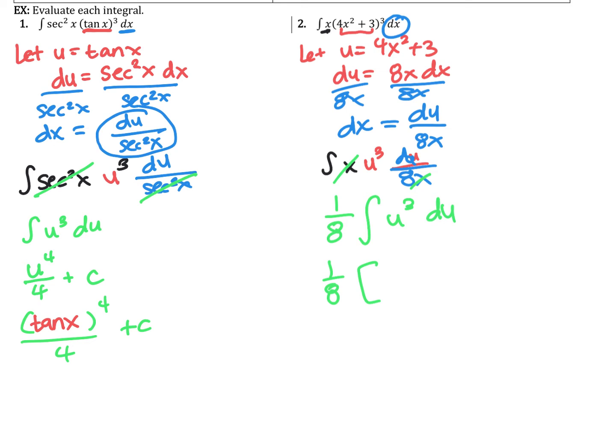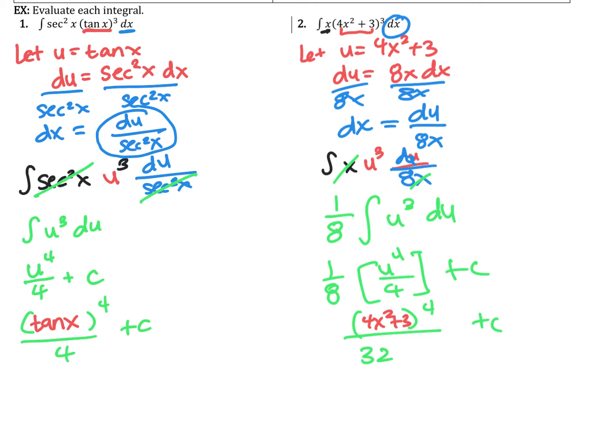So if I apply the power rule here, this is going to become u to the 4th over 4 plus c. And this now is going to be a denominator of 32. I have something to the 4th power plus c, and I'm going to plug u back in, which was 4x squared plus 3.